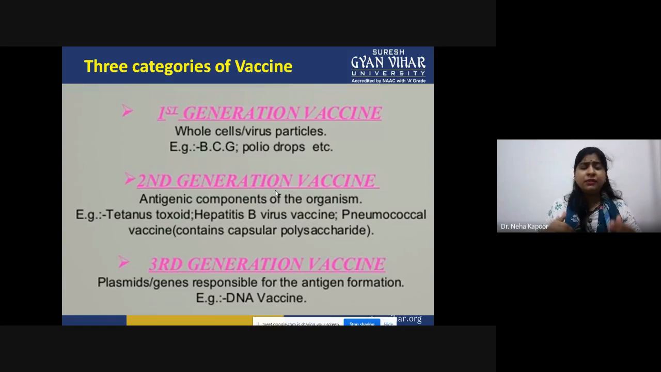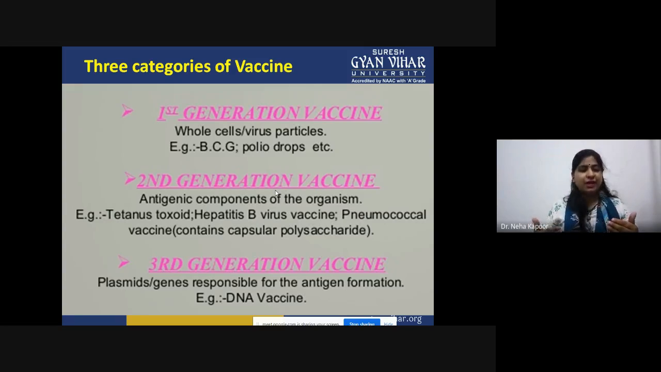Now, depending upon this, there were three categories of vaccines: first, second, and third generation. First was when vaccines were first being developed. At that time, whole cells or virus particles were used as vaccines, for example BCG or polio drops. In the second generation, scientists were using specific antigen components of the organisms, you can say surface proteins. Examples are tetanus toxoid, hepatitis B virus vaccine, and pneumococcal vaccine, in which the capsular polysaccharide was used as the vaccine material.